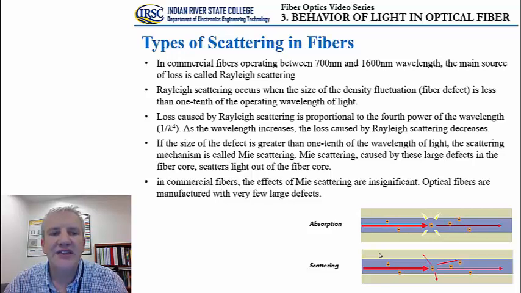If, on the other side, the size of the defect is greater than 1/10 of the wavelength of light, the scattering mechanism is so-called Mie scattering. Mie scattering, caused by these large defects in the fiber core, scatters light out of the fiber core.